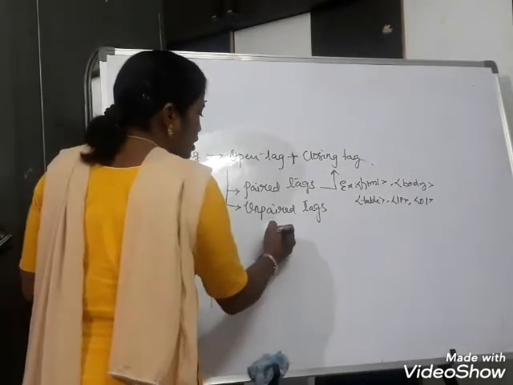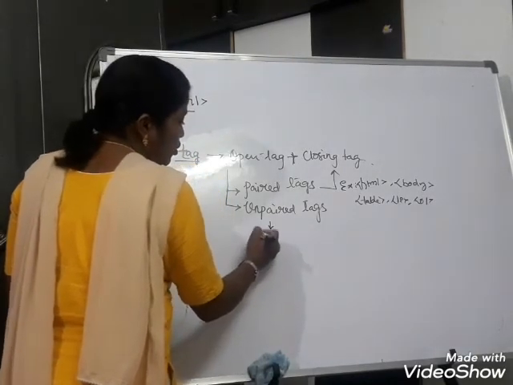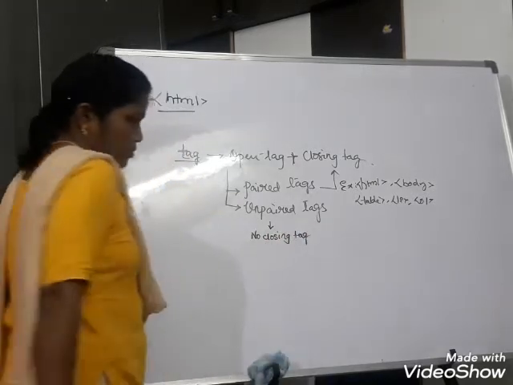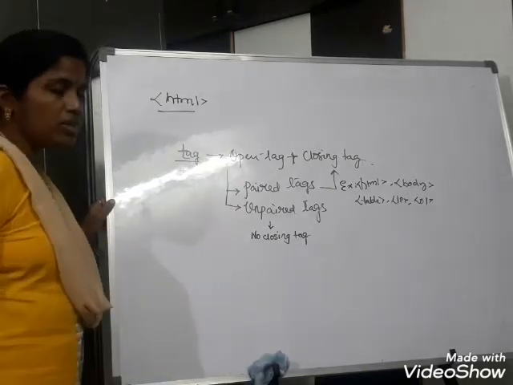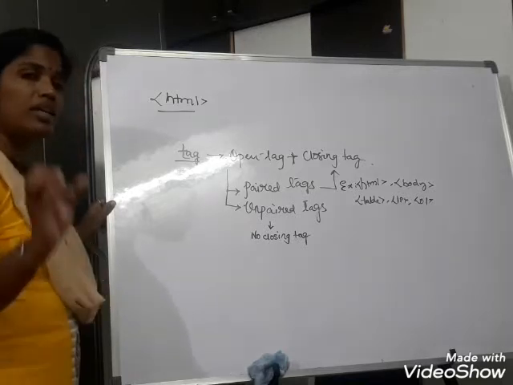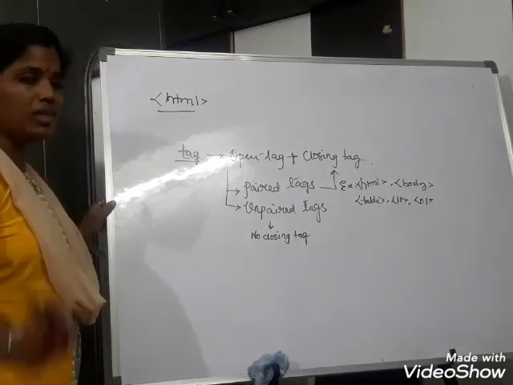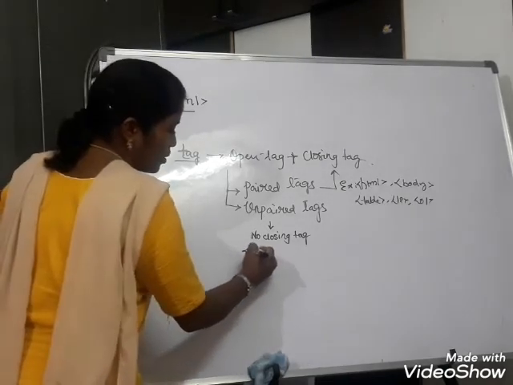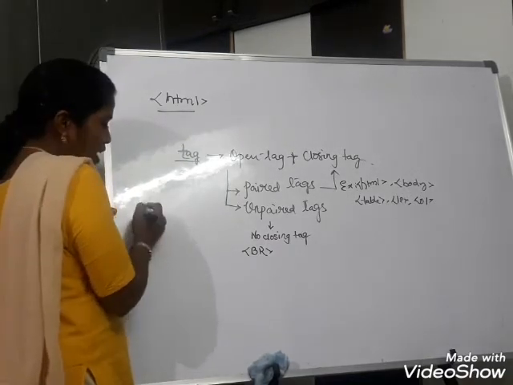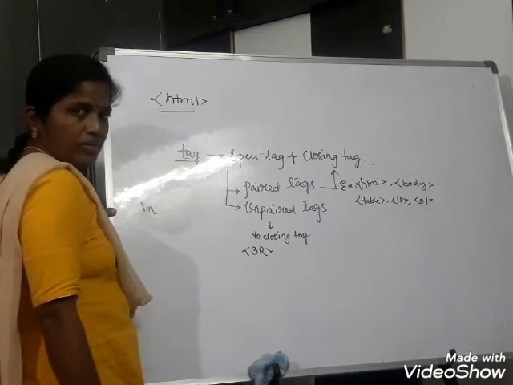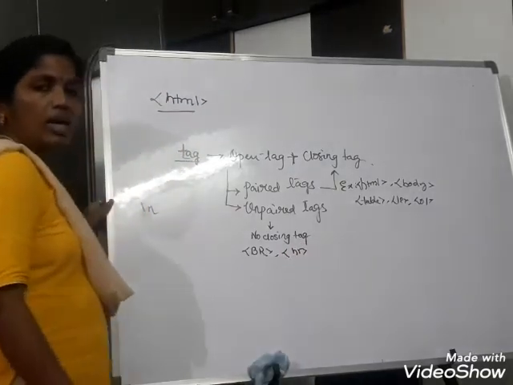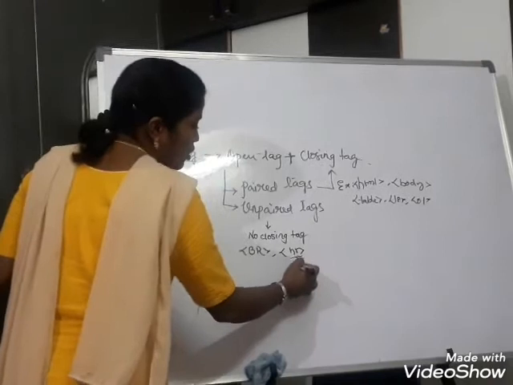Unpaired tags, where an unpaired tag comes, does not have a closing tag. It does not contain any closing tag. Madam, you said just now that for every opening tag there must be a closing tag. Yes, definitely yes. But there are some tags which do not require any closing tag, like break, BR. It breaks from one line to another line, like \n in our C language. Okay, break and HR are the tags. HR is used for horizontal ruler.